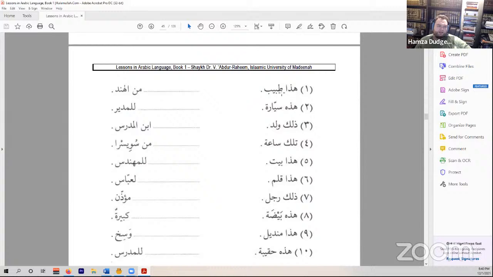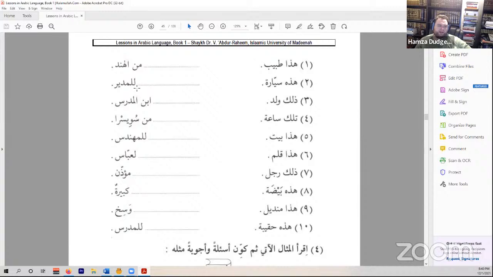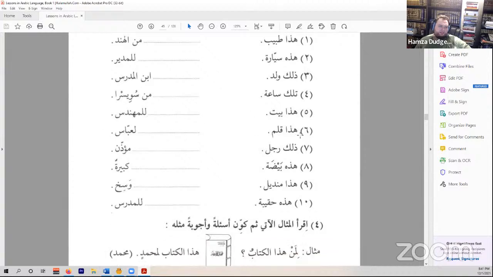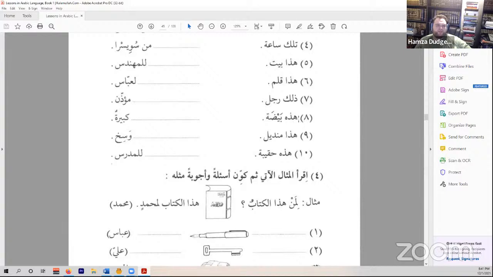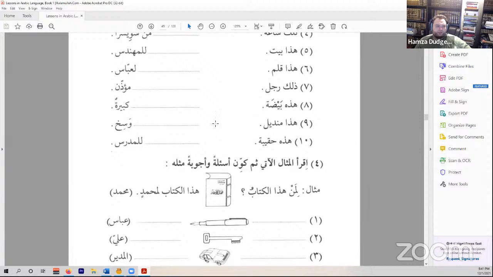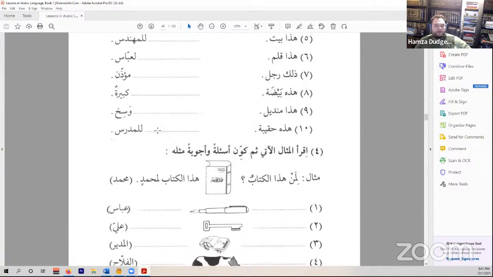So هذا الطبيب من الهندي. هذه السيارة للمدير. ذلك الولد ابن مدرسي. تلك الساعة من سويسرا. سويسرا is Switzerland. هذا بيت للمهندس. This house is for the engineer. هذا قلم للعباس. This pen belongs to Abbas. ذلك الرجل مؤذن. So that man is a caller to prayer, he makes the adhan. هذه بيضة كبيرة. So this is a large egg. هذا منديل واسخ. This handkerchief is dirty. هذه حقيبة للمدرس. So this bag belongs to the teacher.